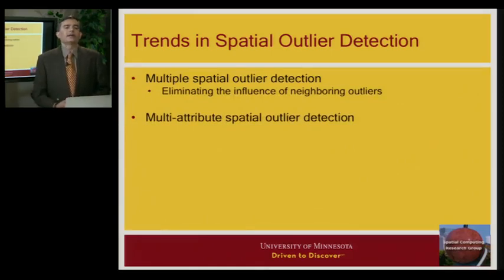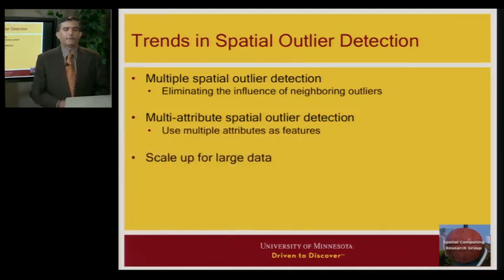The other issue you might have seen is that all the tests were based on a single attribute. But in many data sets, you have many attributes. So people are again looking at ways to define tests with many attributes, and in general, at scaling up to larger data. People are also looking at other creative ways to define outliers.